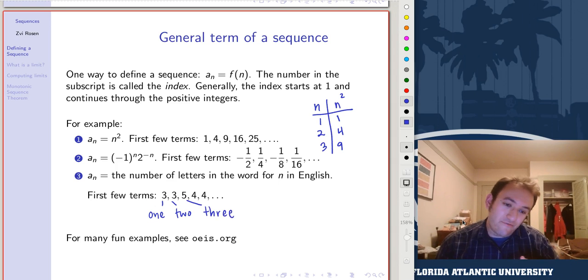And you could have a lot of fun examples of sequences. There's a whole website devoted to interesting sequences throughout mathematics. It's called oeis.org. That's the Online Encyclopedia of Integer Sequences, and definitely feel free to explore that.